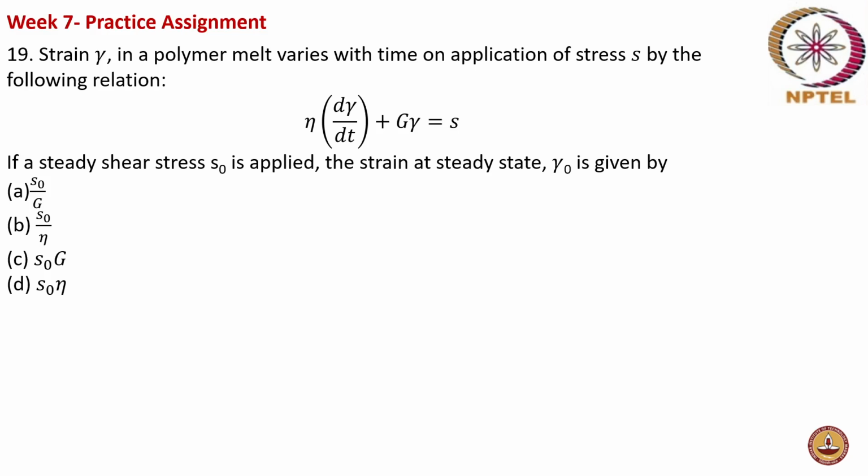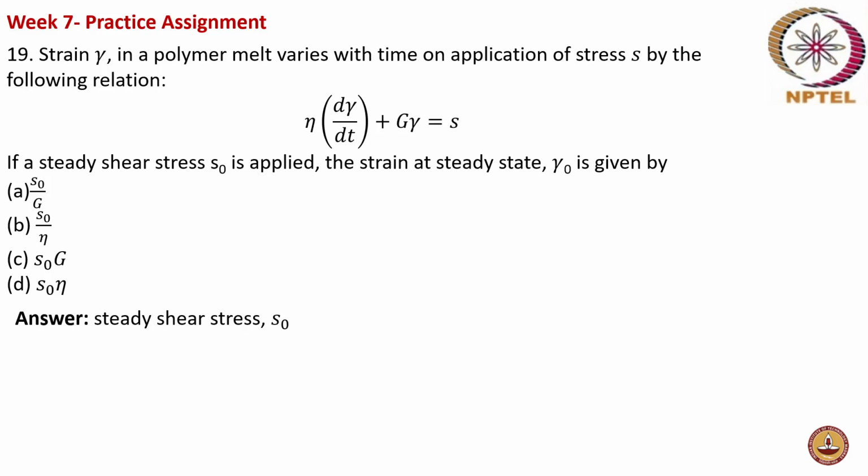They have also given that a steady shear stress of S naught is applied. So they have asked what is the steady state gamma naught. Is it S naught by G, or is it S naught by eta, or is it S naught into G, or is it S naught into eta? So what is the steady state gamma naught?